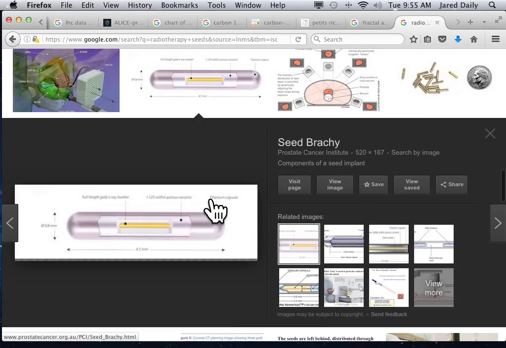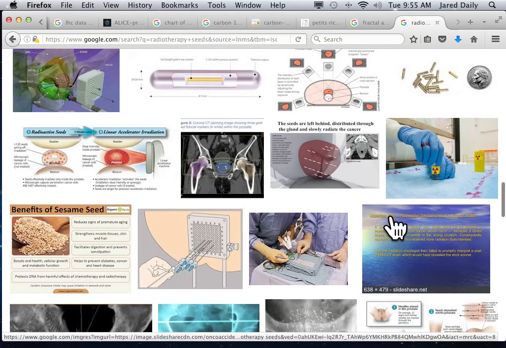Here they have a little diagram of the components. Here we have porous ceramic, titanium on the outside, and the gold X-ray marker on the inside so that they can find it. They put a little piece of gold in there so they know exactly where it is, so they can see where it is. So anyway.